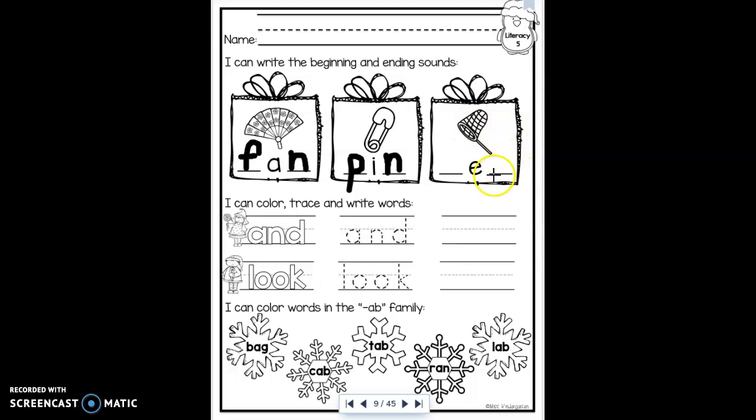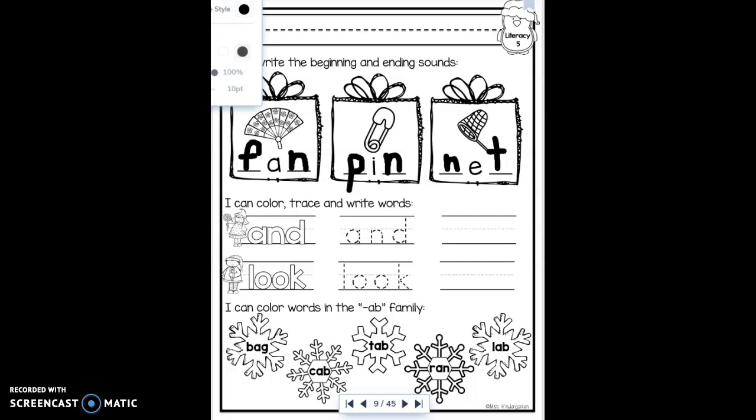Finally, we have net, N, E, T, N-E-T, net. Okay, in the middle it says I can color, trace, and write the words.